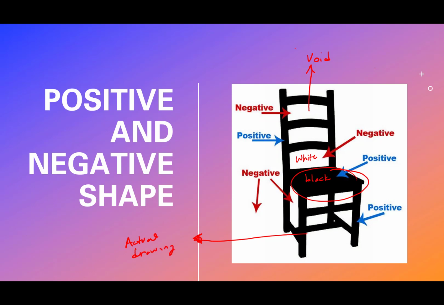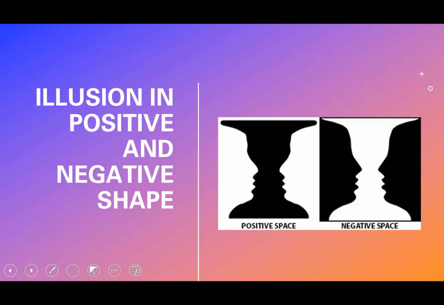So if you see a black and white photo, it's easy to go, okay, black is probably positive, white is the negative. If it's color, then you've got to look more carefully at what is the actual drawing and what is the void, right? Because the void is going to be the negative, and the actual drawing is going to be the positive. So let's look at a couple examples. And again, positive and negative shapes are perfect for illusions.